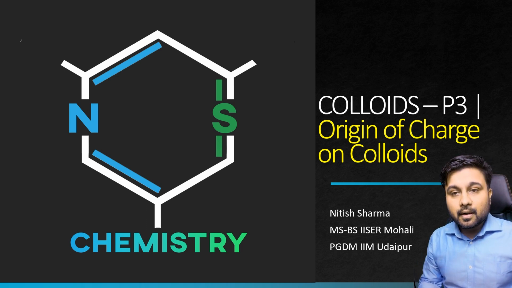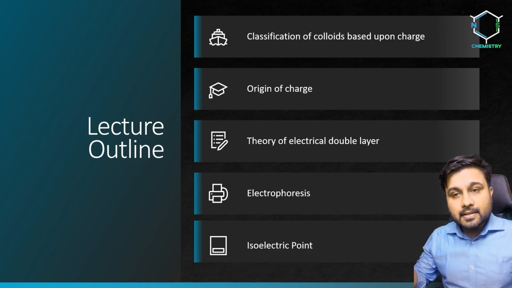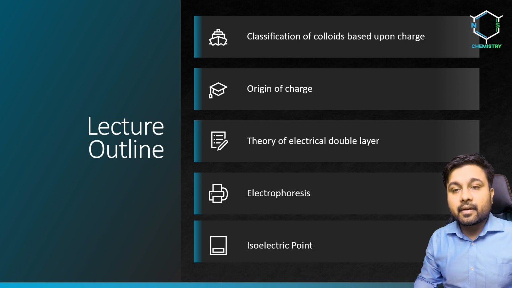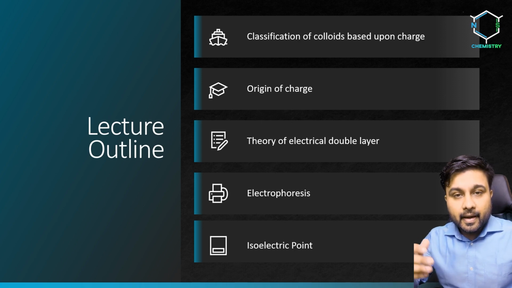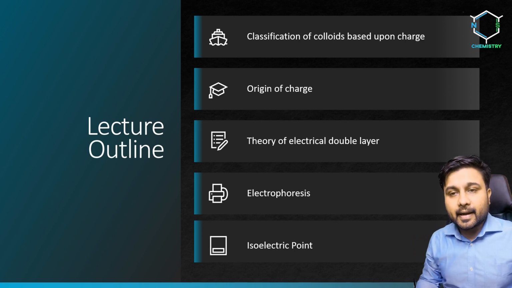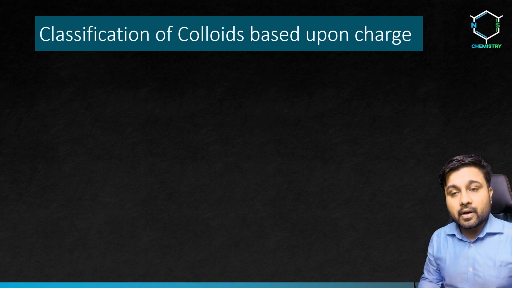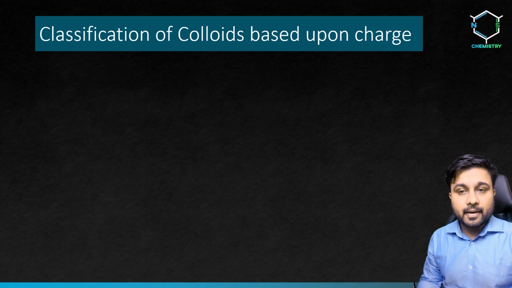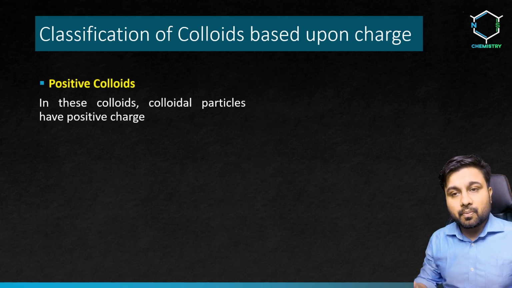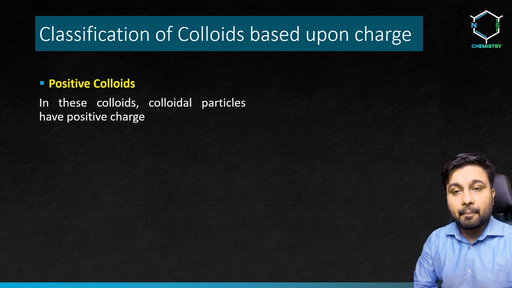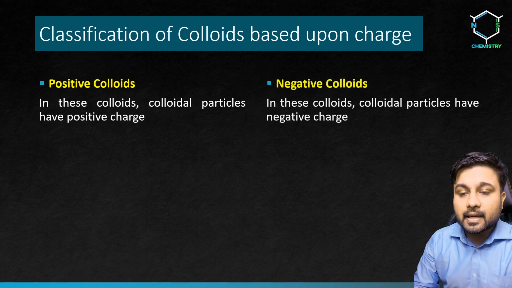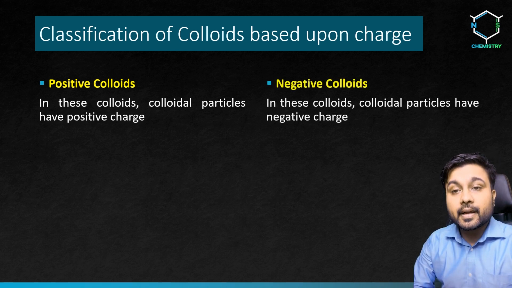So first of all, when we talk about the various types of colloids, there is one classification that is based upon charge. Then we'll talk about the origin of charge. Then we'll talk about the stability provided by charge on colloidal particles, and there are some small properties which arise in a colloid due to the charge on the particles. Now, when we talk about the classification of colloids based upon charge, there are only two possibilities, positive or negative. Positive colloids are the colloids which have positive charge on the colloidal particles, whereas negative colloids are the colloids which have negative charge on the colloidal particle.